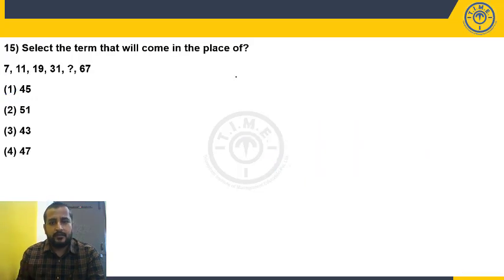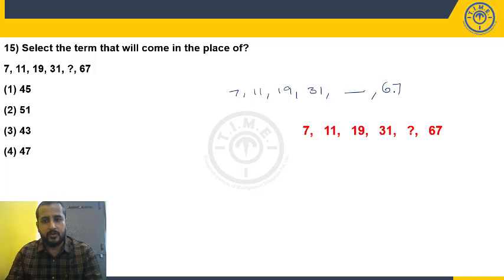Next. 7, 11, 19, 31, question mark, 67. Now, again, this is one of the tempting questions because these numbers are prime numbers: 7, 11, 19, 31, 67. These two are given consecutively. But between 11 and 19, 13 is missing. Between 19 and 31, which is missing?